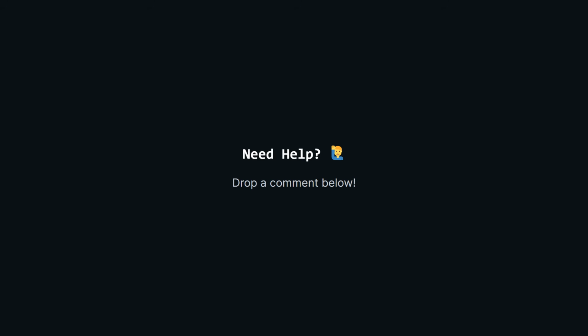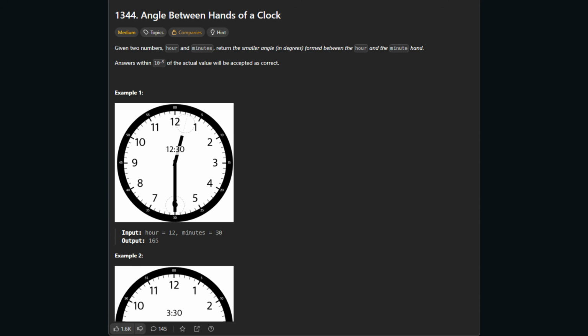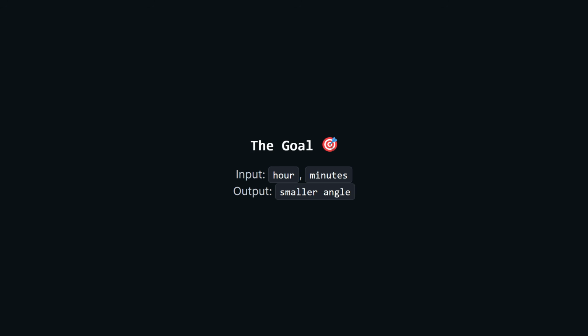Okay, let's go. Here is the problem page. It gives us a specific time and wants us to find the exact angle between the hour and minute hands. Let me break down the rules visually so it makes more sense. We are given two numbers, the current hour and the current minutes. Our goal is to calculate the smaller of the two angles formed between the clock's hands.